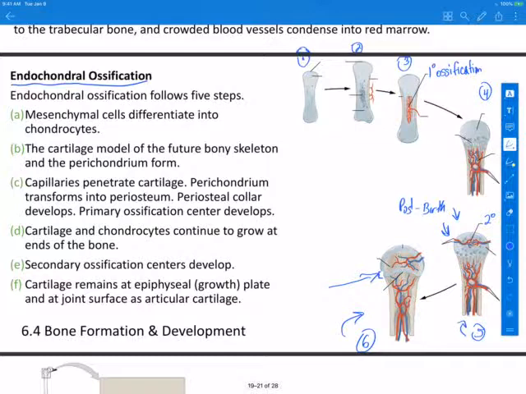And so that's how we make long bones. Again, it takes a little longer than intramembranous ossification, and it's called endochondral ossification because we're basically forming bone from within cartilage. And that's exactly what happens because we have a primary ossification center in the center of the bone.